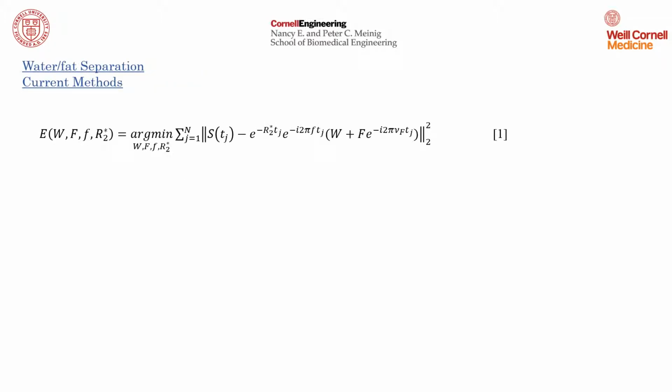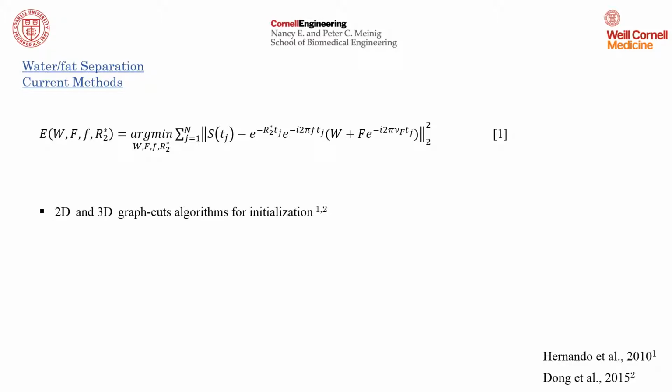Here, equation 1 shows the T2 star IDEAL problem of water-fat separation and field estimation, which is a non-convex optimization problem of modeling the complex GRE signal S in terms of water content W, fat content F, susceptibility induced field f, and R2 star decay per voxel. In this equation, N refers to the number of echoes, t_j is the jth echo time, and nu_F is the fat chemical shift in a single peak model. Proper initialization of equation 1 is necessary to avoid local minimum and converge to a global minimum.